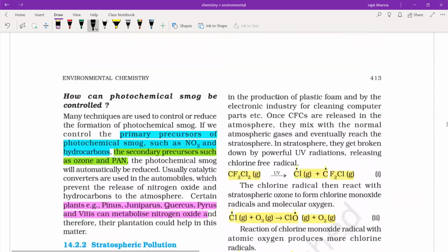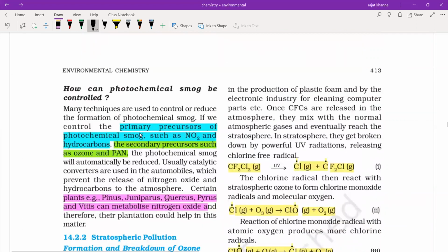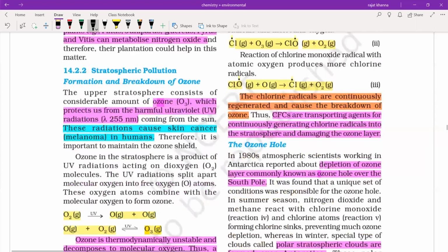And then we have primary precursors of photochemical smog, which are NO2 and hydrocarbons. The secondary precursors are such as ozone and PAN. So plants, for example, Pinus, Juniperus, Quercus, Pyrus, and Vitis, can metabolize nitrogen oxide.